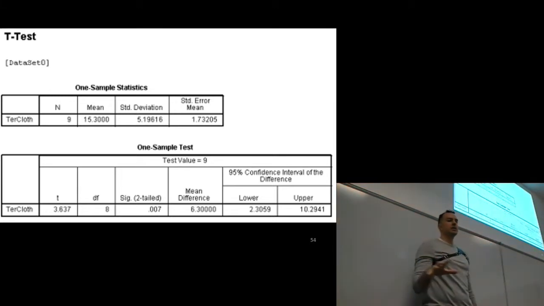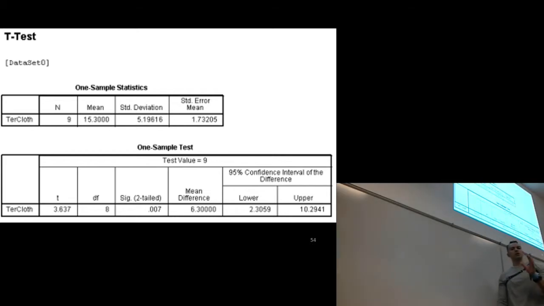So what do you want to do with this output? We got 2 tables of output. We got this top table here, one sample statistics, and then we got this bottom one here, one sample test. You always want to start by checking that top table, because that table lets you know or warns you if anything went wrong with your data entry.